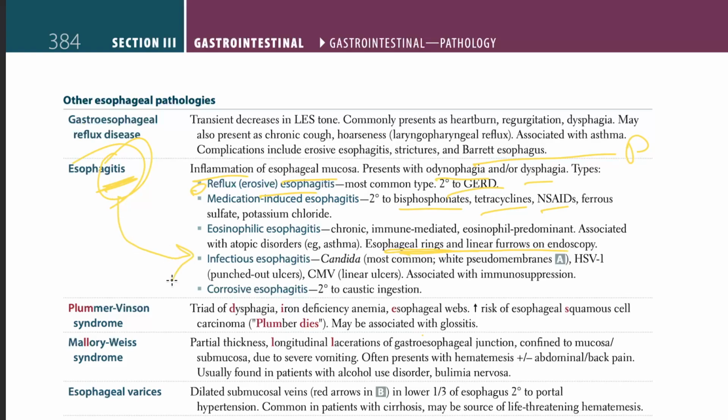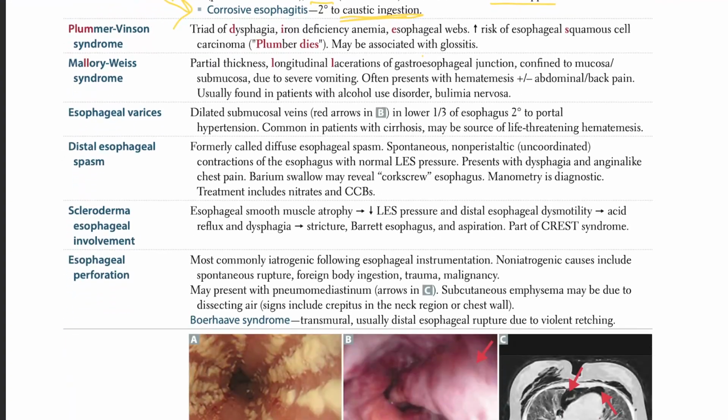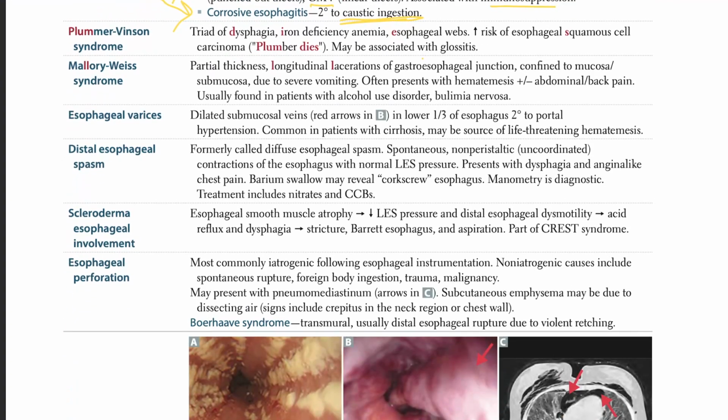Infectious esophagitis, we have the Candida infection. Most common, the white pseudomembranes. I'm going to show you in a minute. The HSV1, punched out ulcers, CMV, linear ulcers associated with immunosuppression. And lastly, we are looking at the corrosive esophagitis secondary to caustic ingestion. Okay. Let's look at here the Candida infection and the pseudomembranes. Pseudomembranes in the Candida infections.